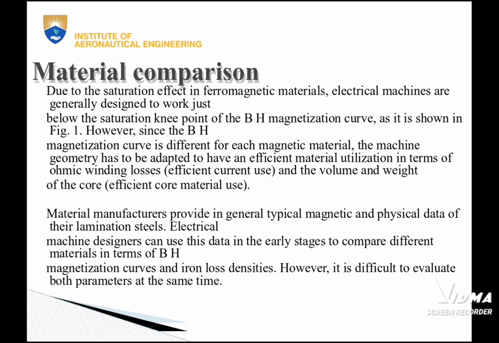Material manufacturers provide in general typical magnetic and physical data of their lamination steels. Electrical machine designers can use this data in the early stages to compare different materials in terms of BH magnetization curves and iron loss densities. However, it is difficult to evaluate both parameters at the same time.